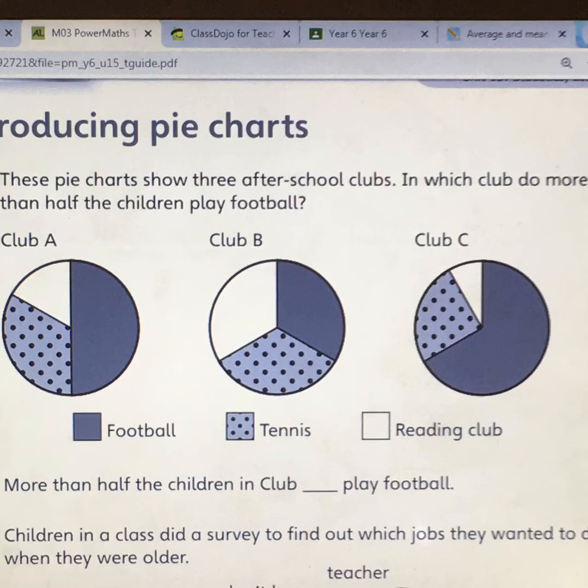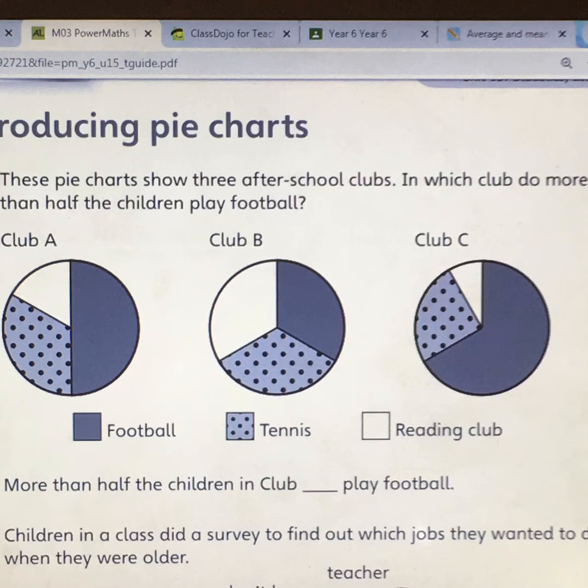So these 3 pie charts show 3 after school clubs. Got Club A, Club B and Club C. In which club do more than half the children play football? Right, well, to first of all work this out, we need to look at what the key is at the bottom. So the key is telling us that the grey is football, the spotty is tennis, and the white is the reading club. So in which club do more than half the children play football? Which pie chart shows more than half as football? Well, the answer would be C.